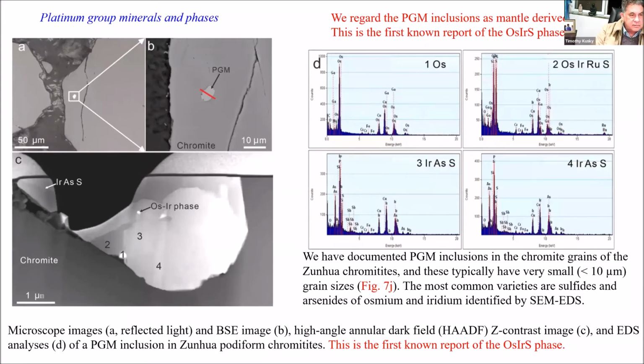Then we have something else. We have platinum group minerals, and here's one that's really bizarre, osmium iridium. Look at this spectra over here. Osmium iridium rutile sulfur phase. Nobody has ever described this before. We don't know what it is or why it's there. I don't understand it. But here it is. We found it. Okay. What do you think, Luke? Something weird.